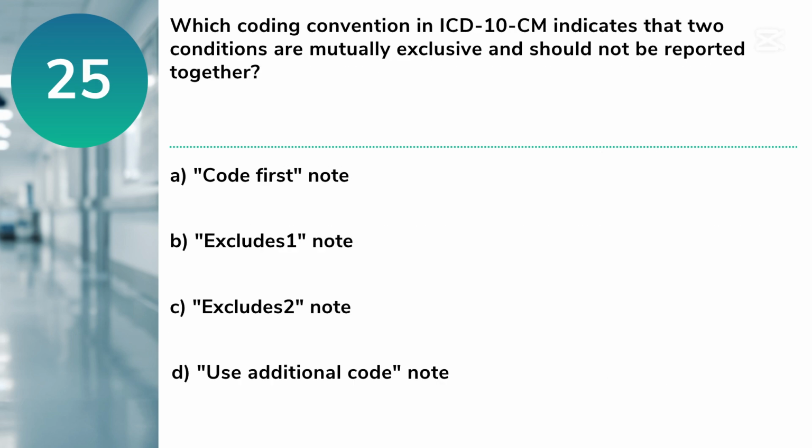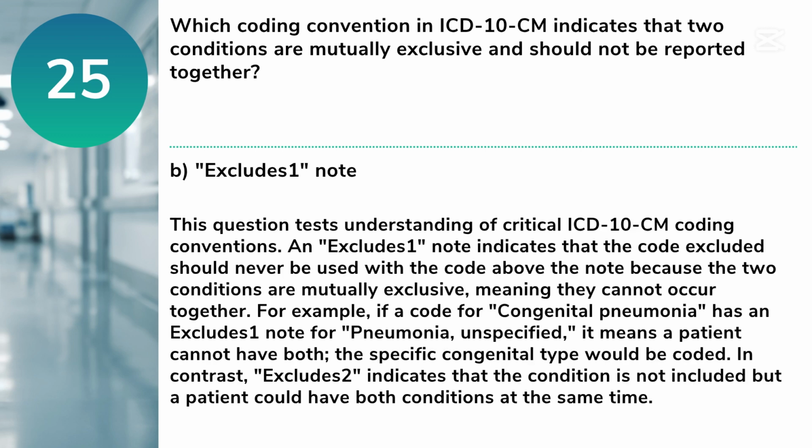Question 25. Which coding convention in ICD-10-CM indicates that two conditions are mutually exclusive and should not be reported together? A. Code first note. B. Excludes 1 note. C. Excludes 2 note. D. Use additional code note. Answer, B. Excludes 1 note.